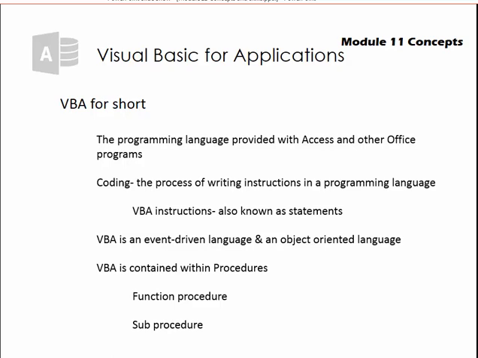The second type is the subprocedure. This is the more common of the two and is tied directly to form and control events. An example of a subprocedure would be a button's on-click event that opens a report.